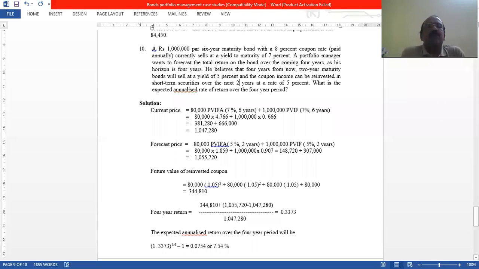So 4 steps. First, we need to compute current price. Second, you need to forecast the bonds, depends on your investment period, depends on your horizon period. Then compute your total return by calculating the future value of coupon rate and the changes in the bond value, that we call it capital gain or capital loss. Then annualize the return.